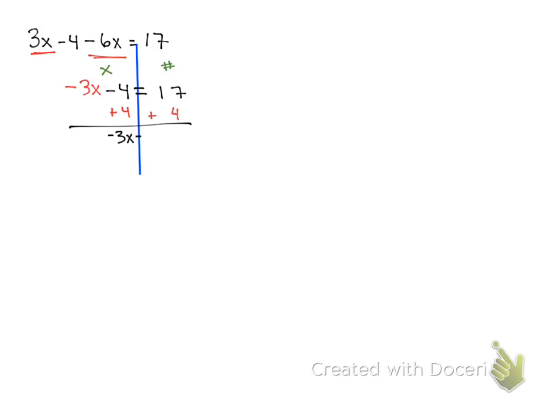Make sure you write it on both sides. So 17 plus 4 is 21. And then finally, to get rid of this negative 3 that's being multiplied with x, you're trying to make that become 1x. So you're going to divide it by negative 3. So 21 divided by negative 3 is negative 7. And the last one.